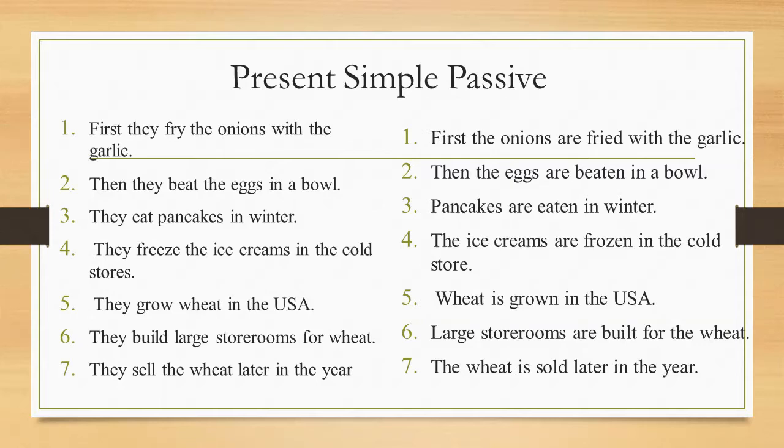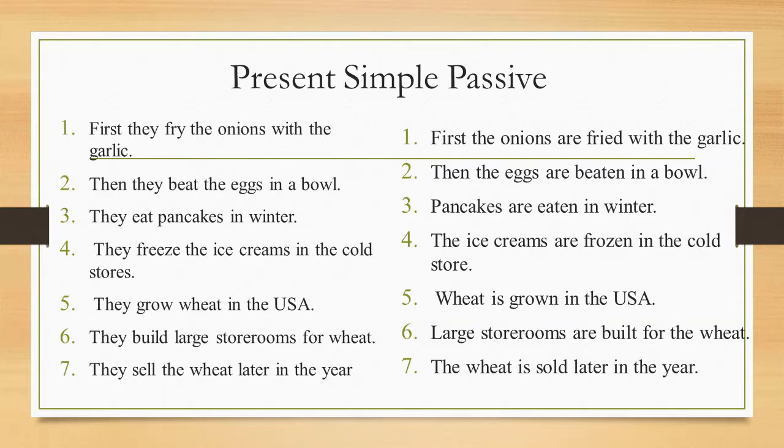First, they fry the onion with the garlic. And if you remember, we have read the difference between active and passive. In active sentences, we know the subject. And in passive sentences, we do not know who is the doer of the action. So, identify which sentence is active. First, they fry the onions with garlic. Or, first the onions are fried with the garlic. Tell me, which sentence is active sentence?